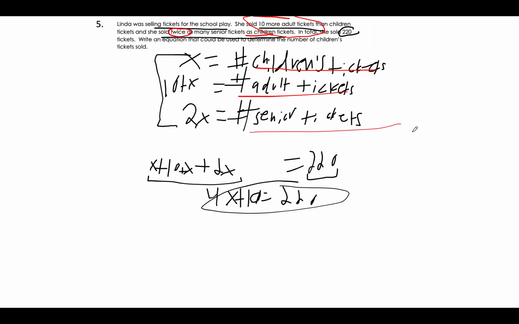Next, we're just going to combine all of those to find our 220 total tickets that were sold. So we're going to get x plus 10 plus x plus 2x equals 220. We combine like terms to get 4x plus 10 equals 220.